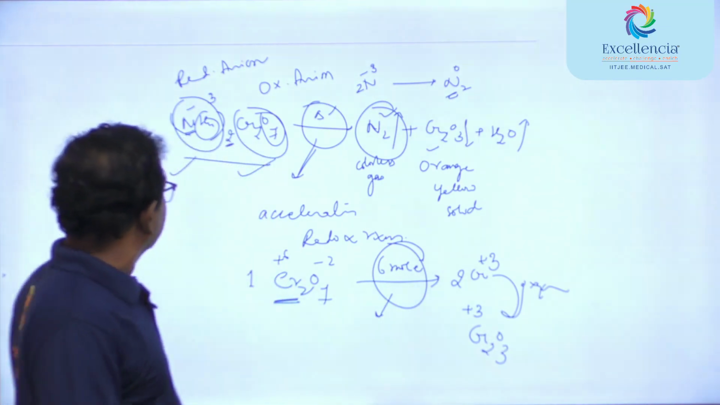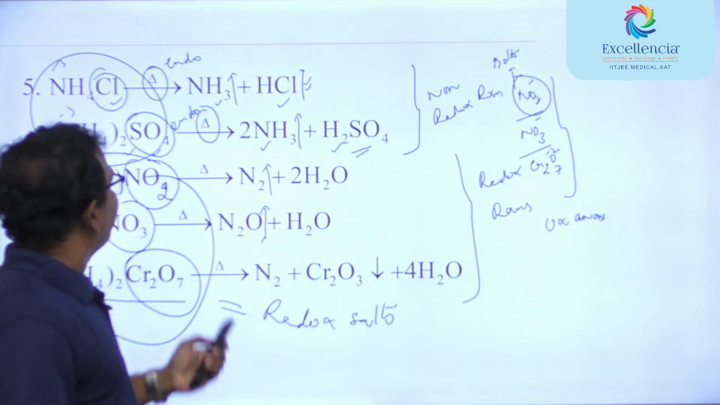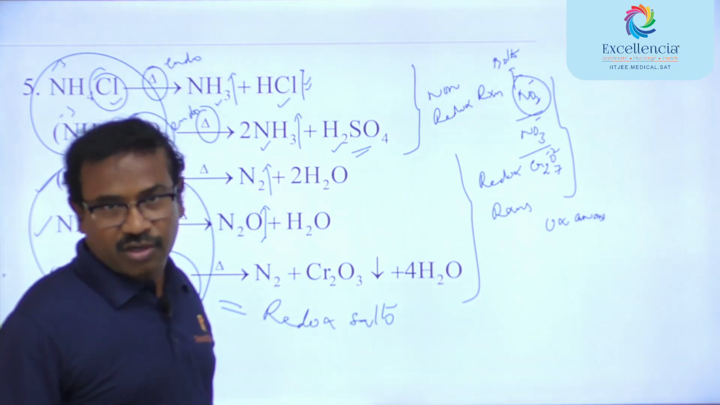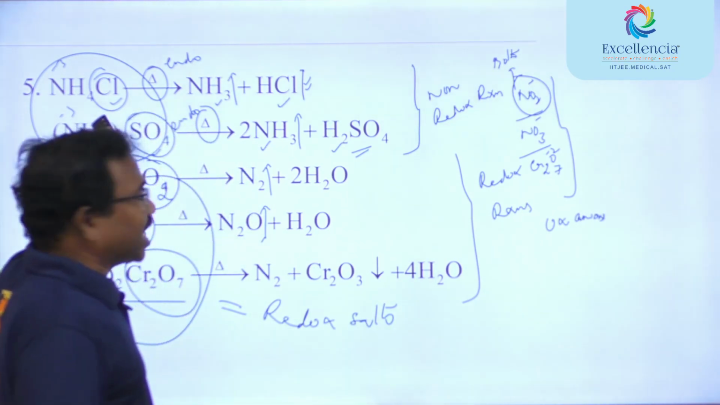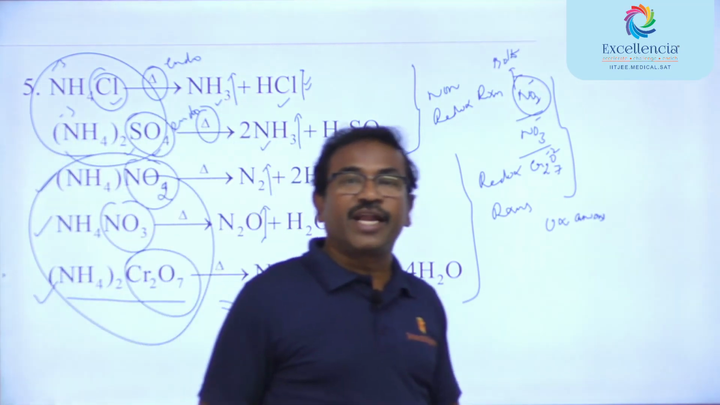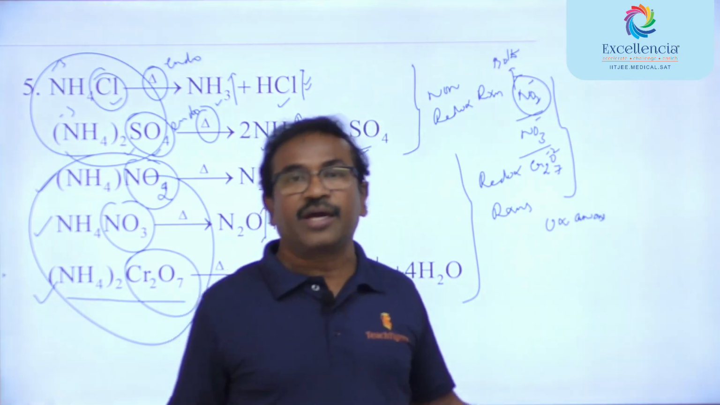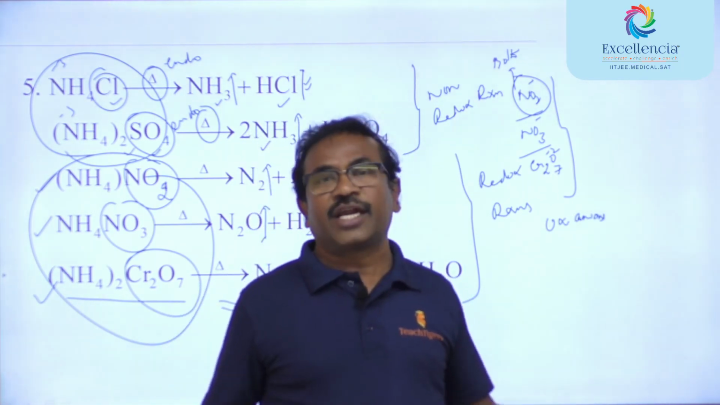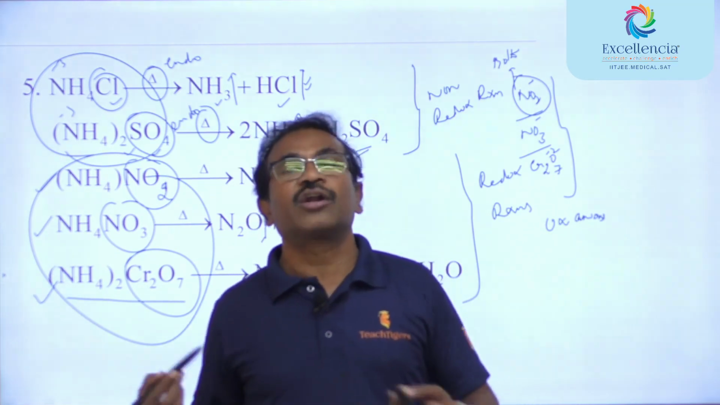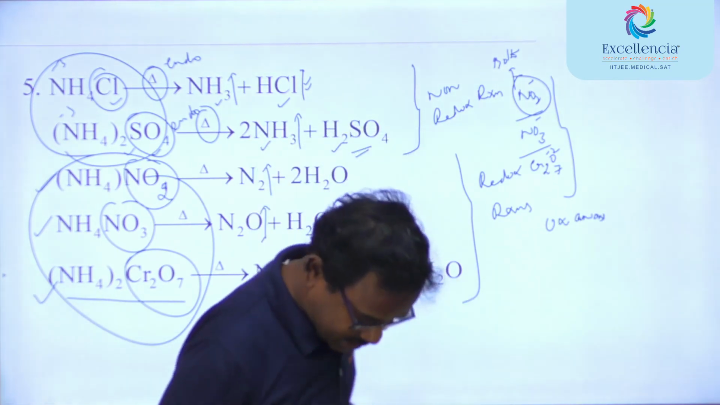So the key point here is, how do you identify the salt is redox salt or non-redox salt? It all depends on what the anions and cations are. We have to know which anions can be oxidizing, which anions can be reducing. The anions and cations, you should know how to identify them as oxidizing or reducing. That is the basic concept. That's it.